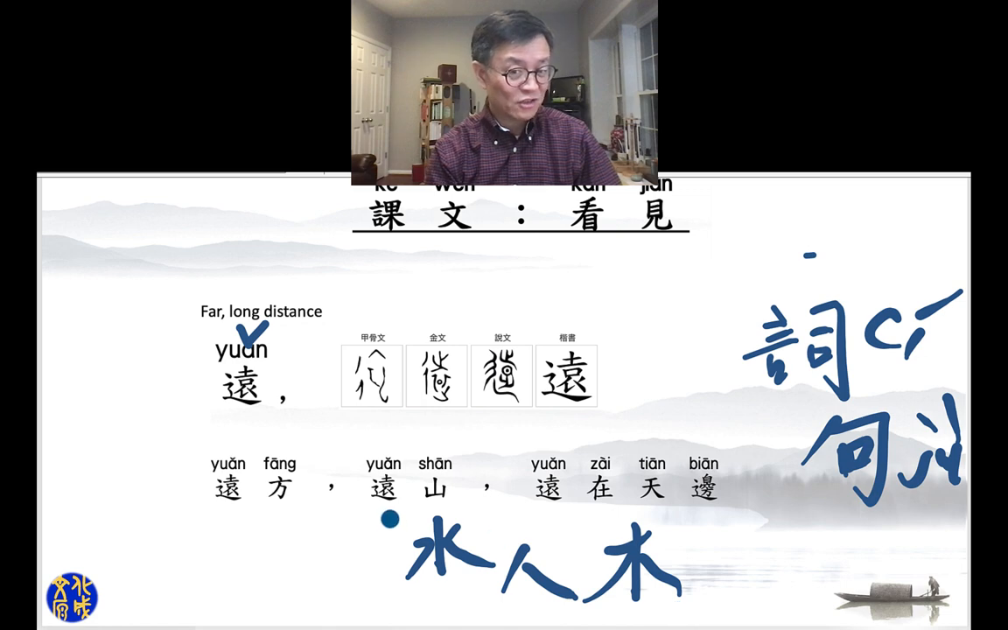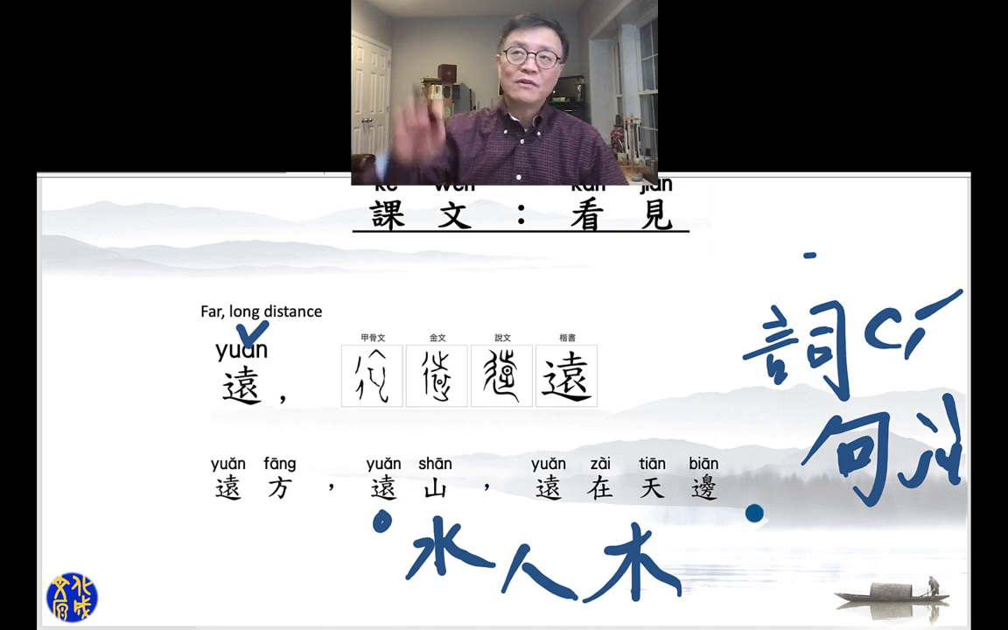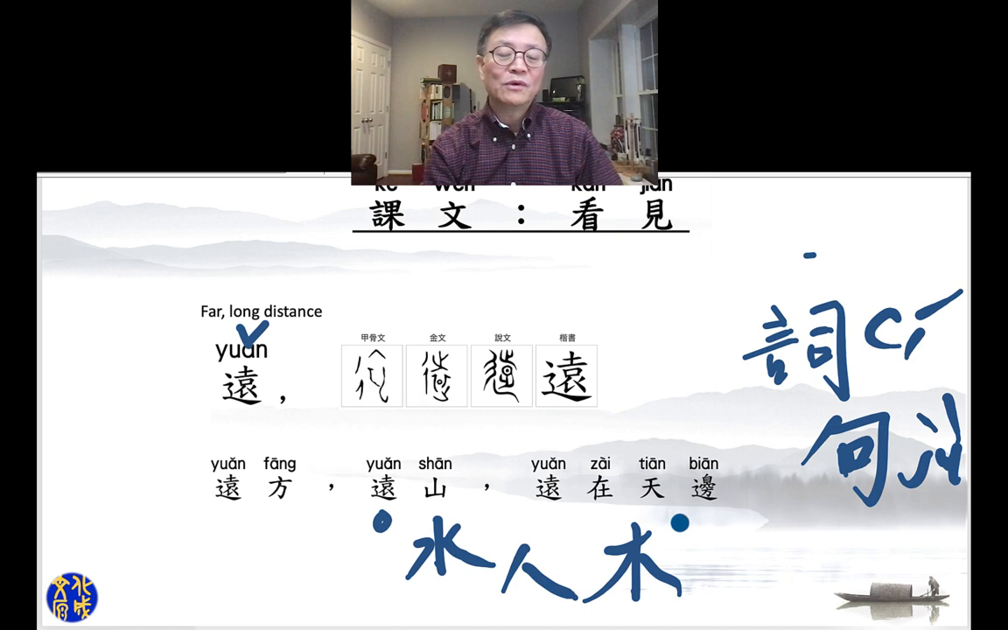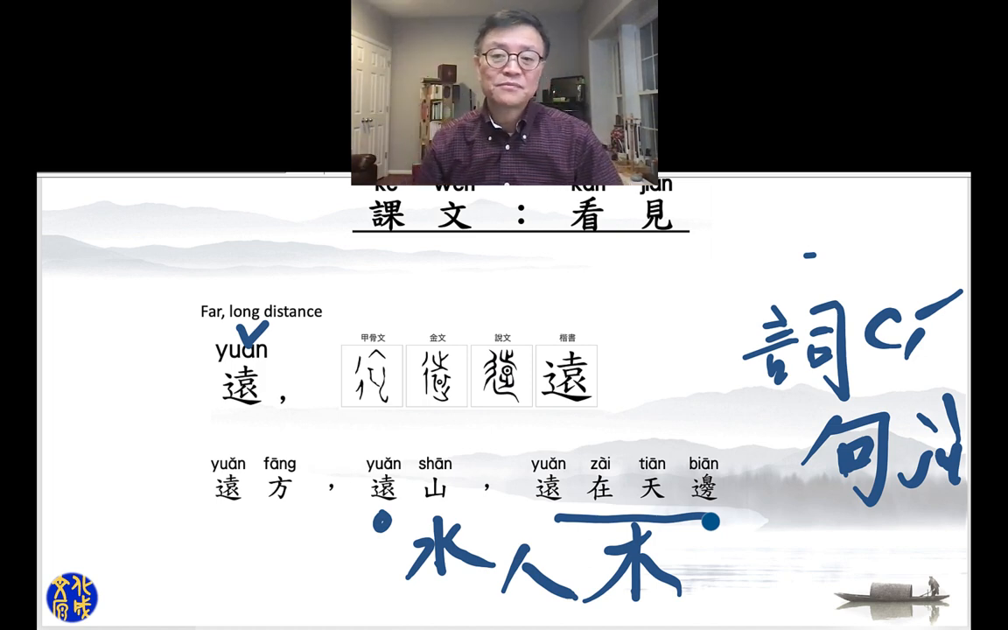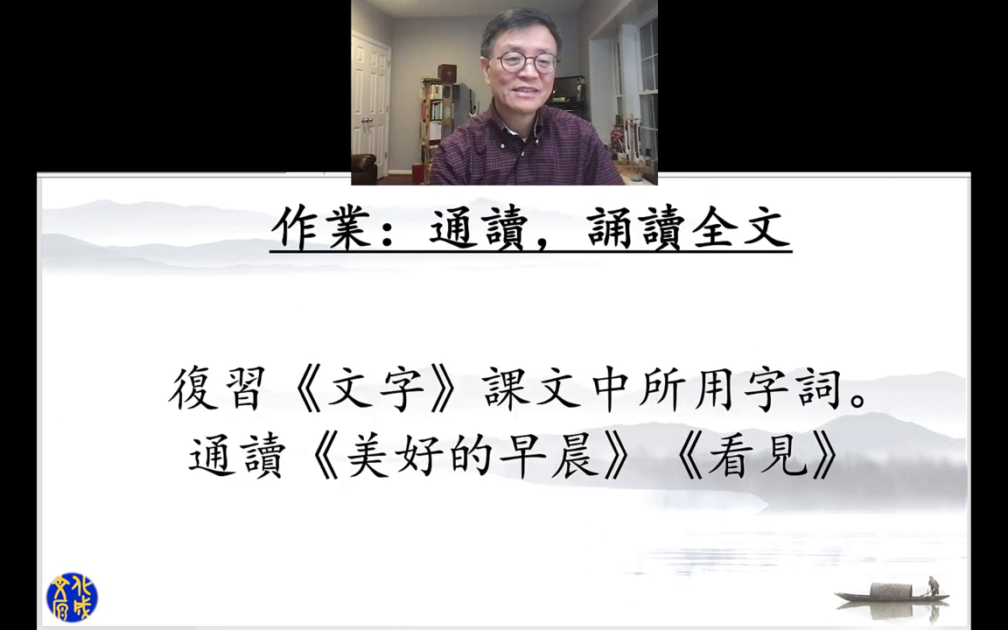You can use this to do different combinations. 远在天边. Yeah, my grandma is far away on the other side in China. 我的奶奶, 我的姥姥, 我的外婆 在天边, 远在天边, far away. You can use this one. Far away, okay? 远在天边, on the other side, on the edge of the sky. All right? Okay, I think that's the assignment, 作业, for today.